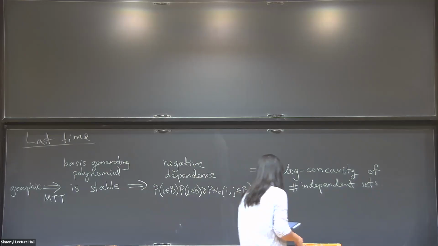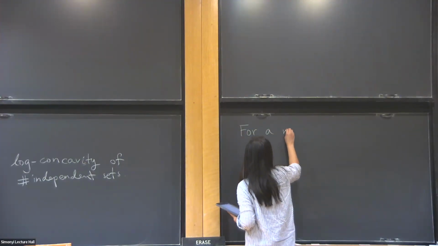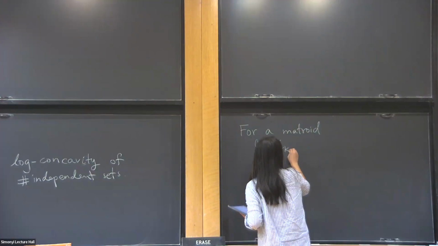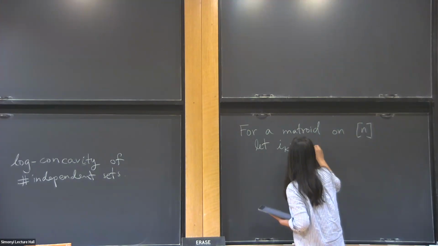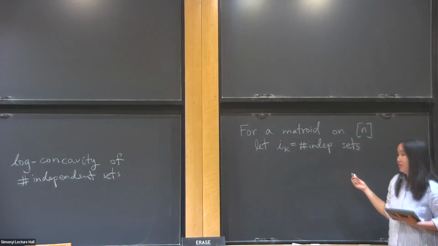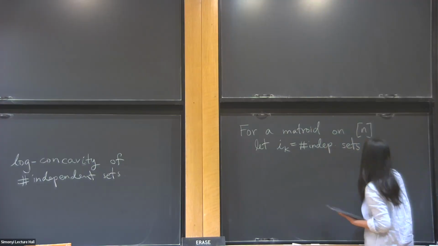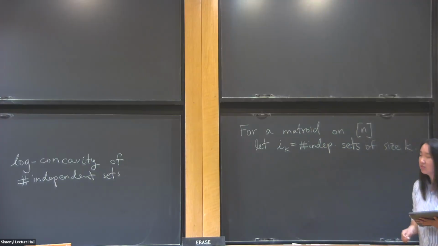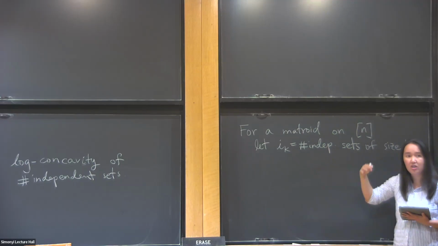So before I get there, maybe let me set some notation. For a matrix, let I_k be the number of independent sets of size k. If you're thinking of a graphic matroid, independent sets are a collection of edges without cycles. In other words, they're forests. So we're looking at the number of forests of size k. In a uniform matroid, these are just going to be n choose k, if k is small enough. When k is large, then it's going to be 0.